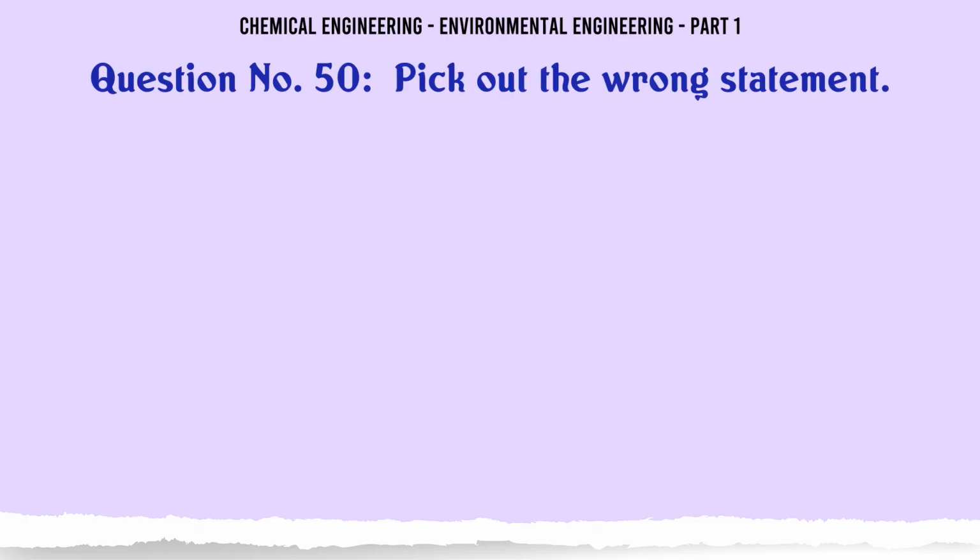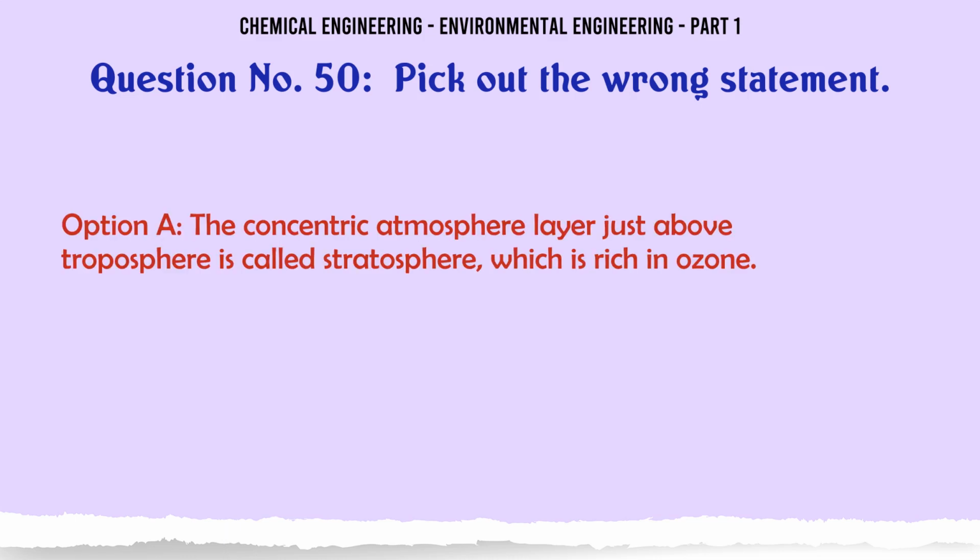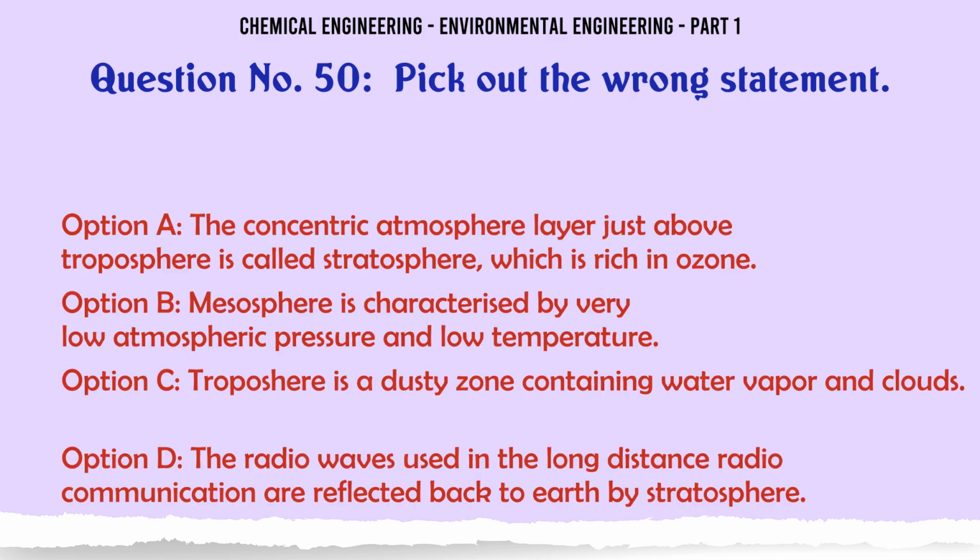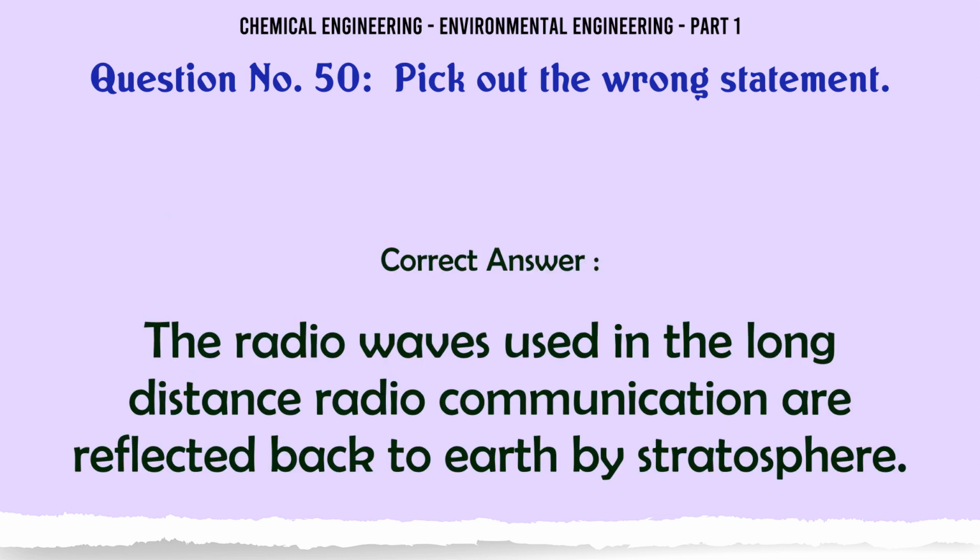Pick out the wrong statement. A. The concentric atmosphere layer just above troposphere is called stratosphere, which is rich in ozone. B. Mesosphere is characterized by very low atmospheric pressure and low temperature. C. Troposphere is a dusty zone containing water vapor and clouds. D. The radio waves used in the long-distance radio communication are reflected back to Earth by stratosphere. The correct answer is the radio waves used in the long-distance radio communication are reflected back to Earth by stratosphere.